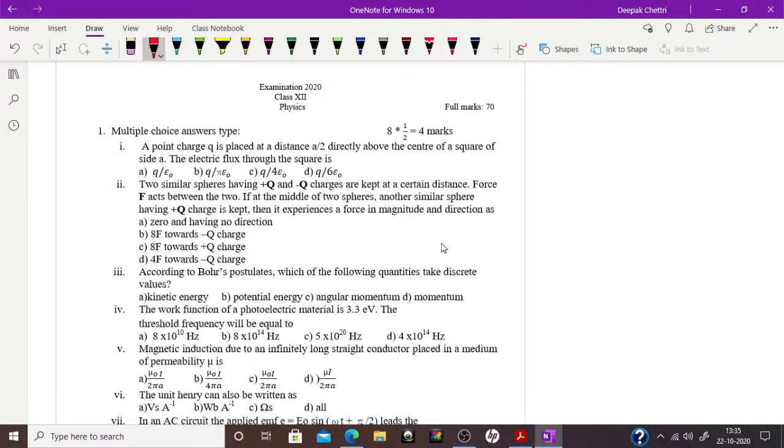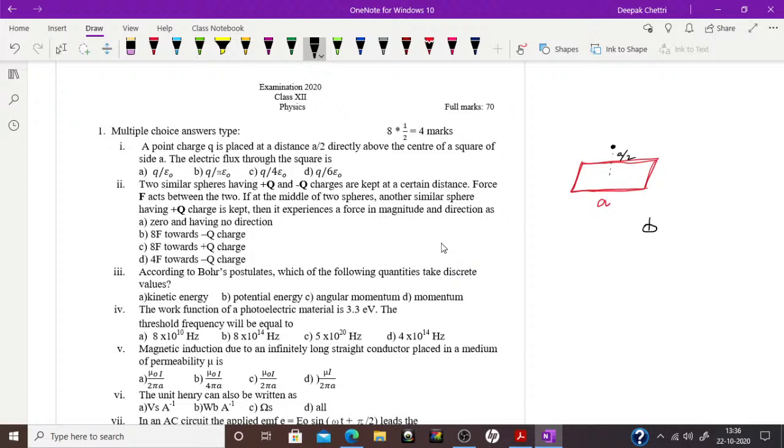A point charge q is placed at a distance a by 2 directly above the center of a square of side A. The electric flux through the square is... So there is a square, and suppose it's sitting on a surface. The side of the square is A. Now they are saying that there is a charge sitting above this square, and the distance of the charge from the square is A by 2. So they are asking what will be the electric flux.